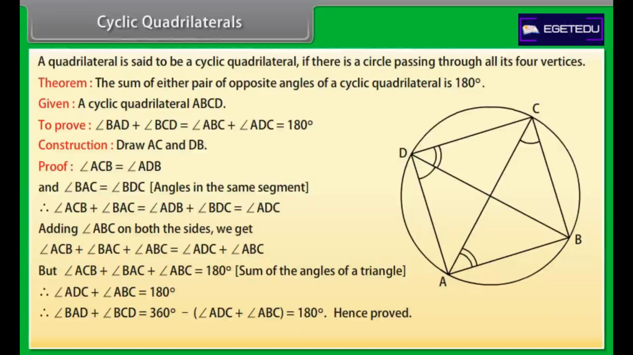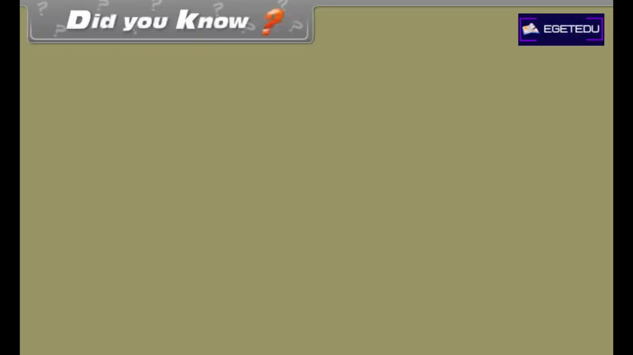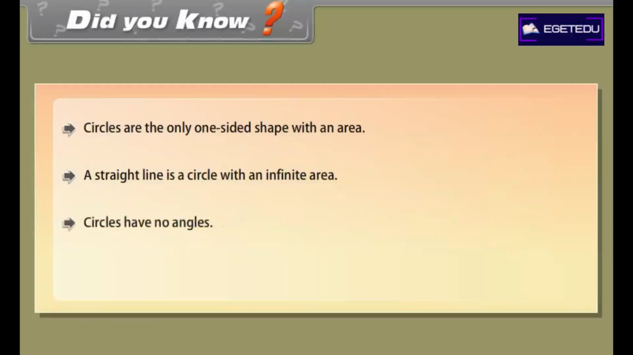The converse of this theorem is also true. That says, if a pair of opposite angles of a quadrilateral is supplementary, then the quadrilateral is cyclic. Did you know? Circles are the only one-sided shape with an area. A straight line is a circle with an infinite area. Circles have no angles. A circle has an infinite amount of lines of symmetry.